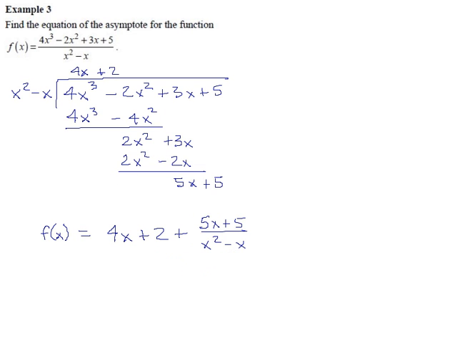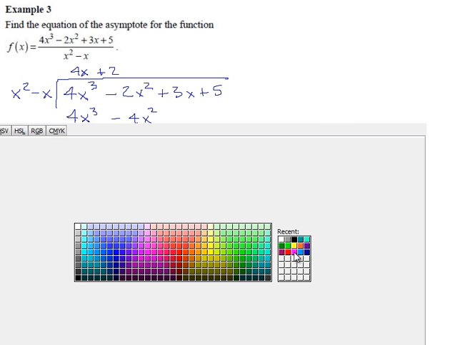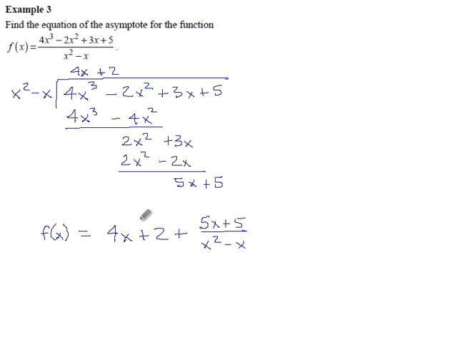So there's our improved f of x, and when x goes to infinity, when x gets super big, x squared minus x becomes super big. This entire term, which is divided by that, becomes super small. We say it vanishes. And so f of x will behave like 4x plus 2. That's your oblique or slant asymptote.